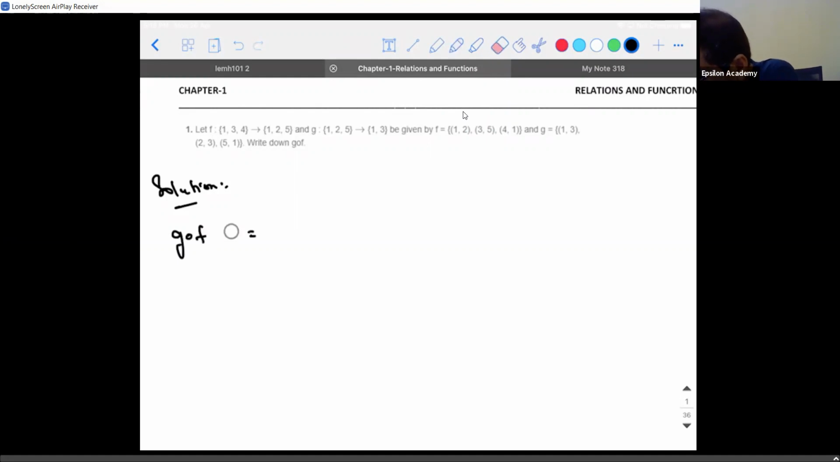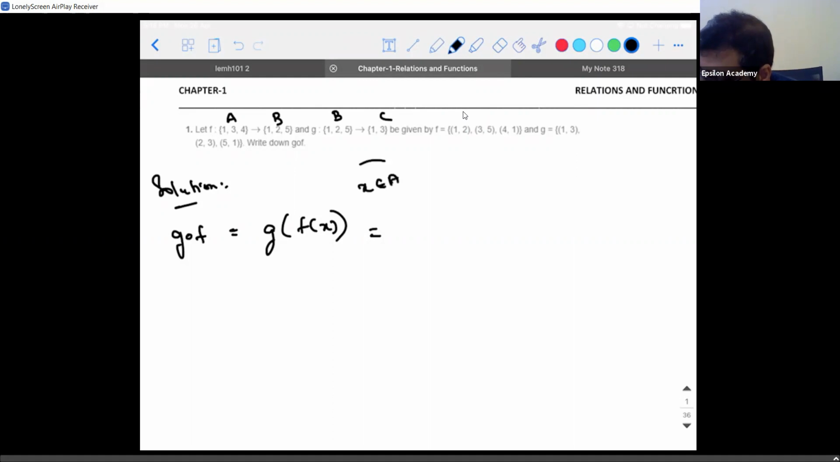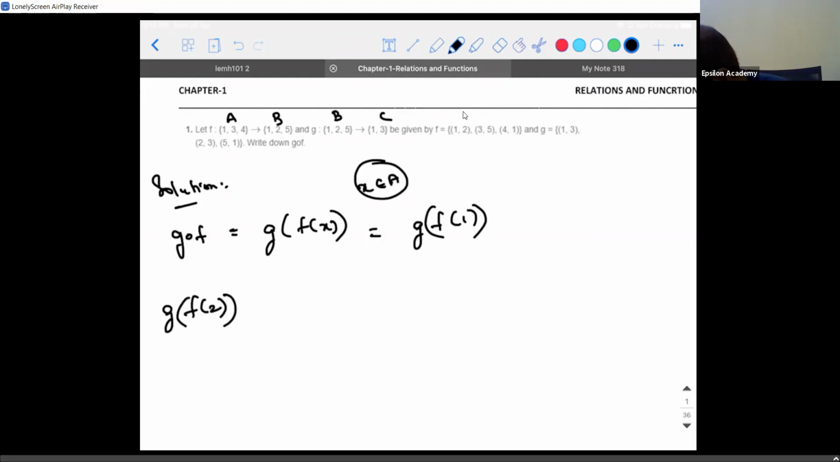When I say g circle f, it is nothing but g of f of x. Where does x come from? If I take this function as A to B, and this is from B to C, then g circle f is a function defined from A to C. So x belongs to the set A. f is mapped from {1, 3, 4} to {1, 2, 5}. So how to write g circle f? What are all the functions I can write? g of f of 1, g of f of 3, and g of f of 4.